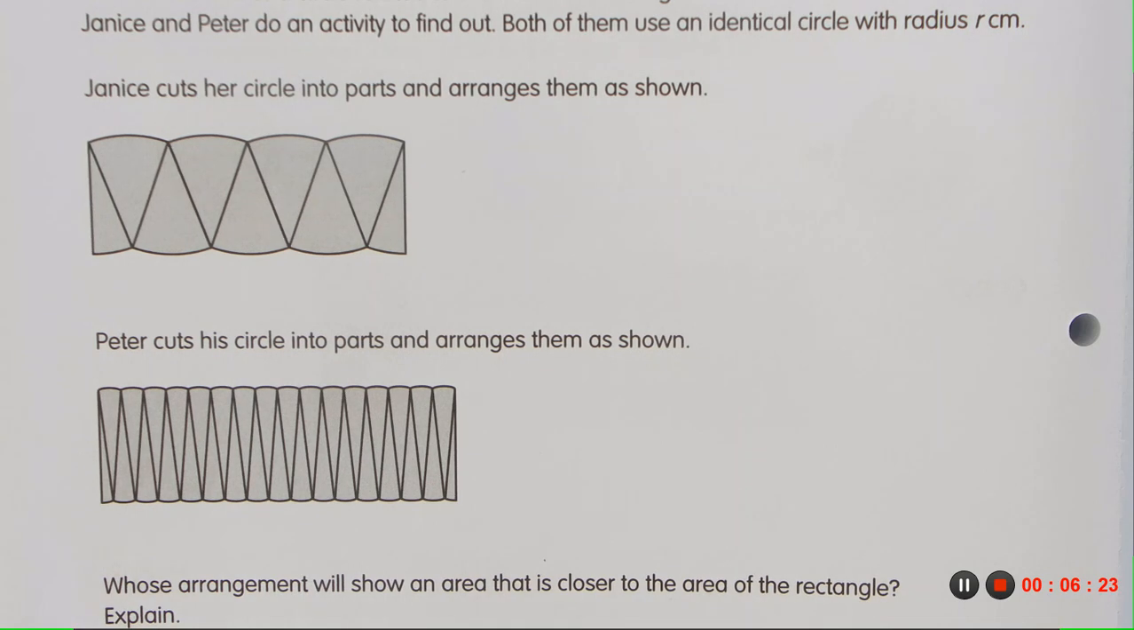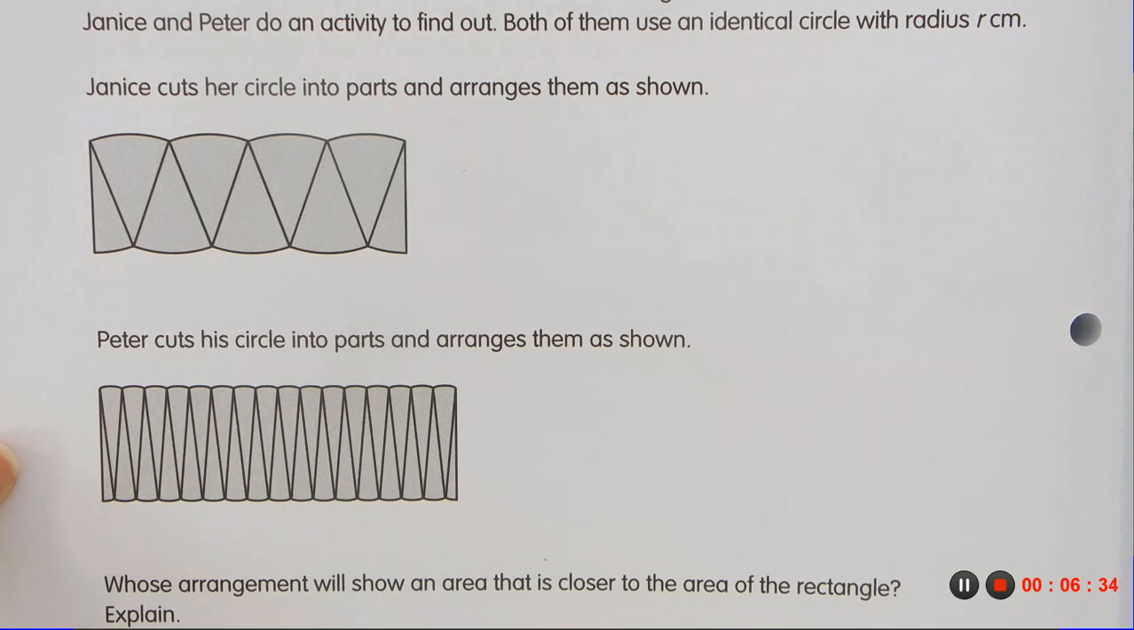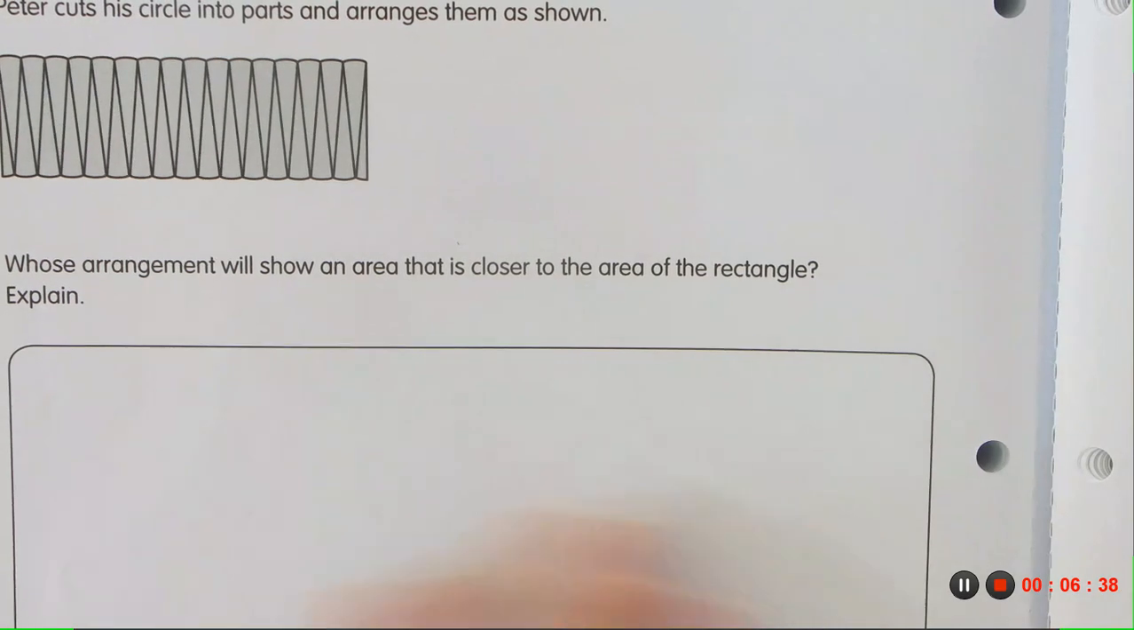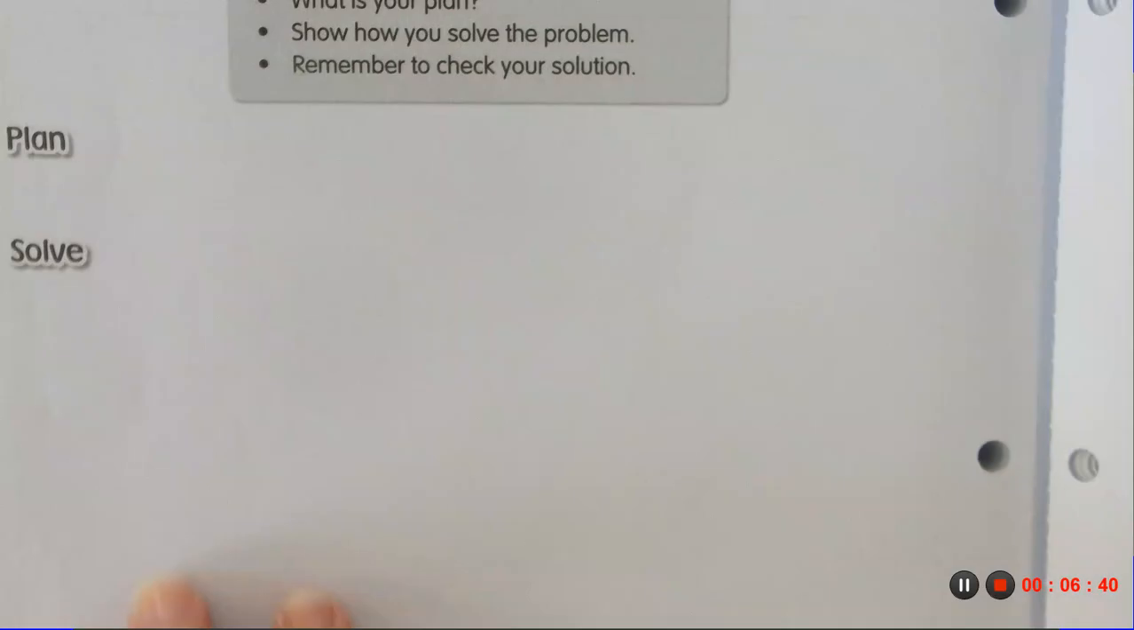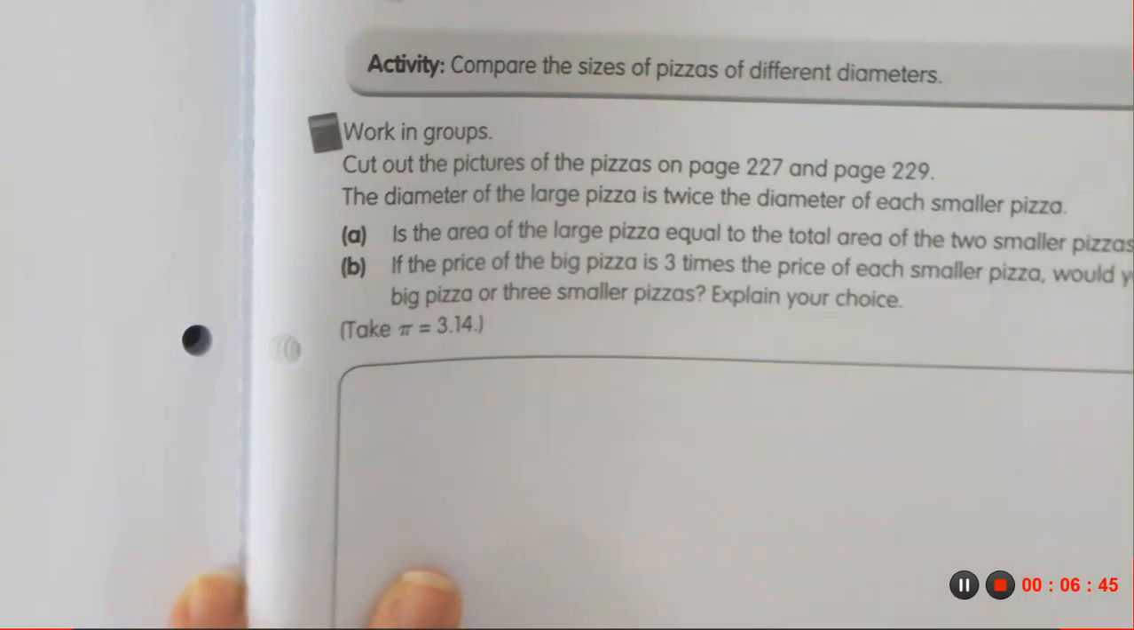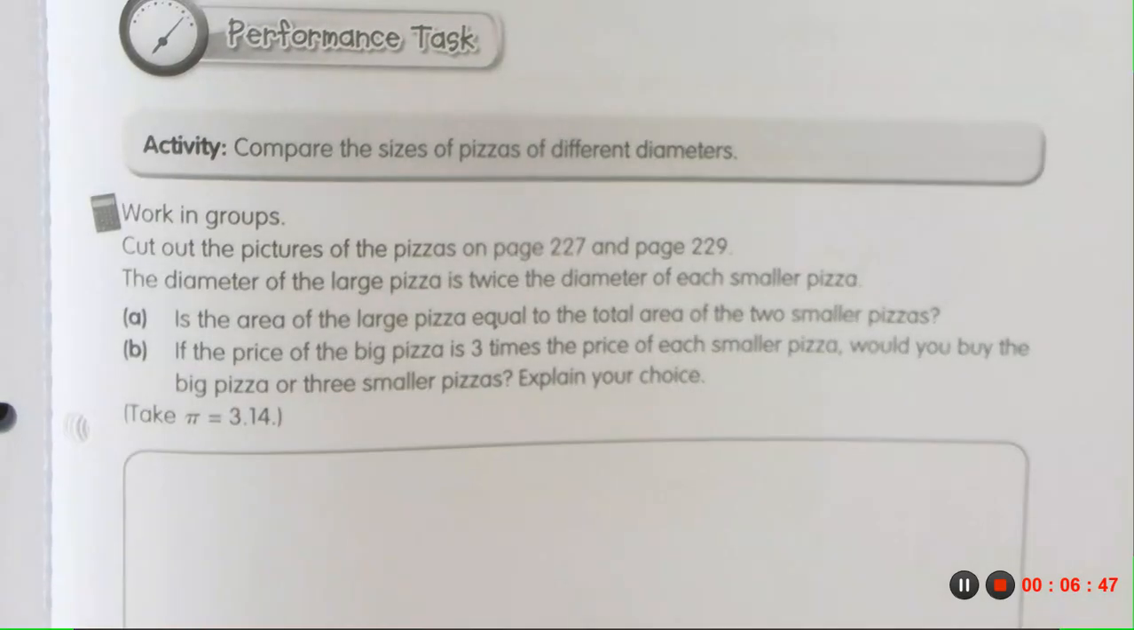So which arrangement, Jenny's or Peter's, is closer to the area of the rectangle? This one we did it. Remember the activity? So please share your thoughts in the blank here. Right now we are going to do this particular question. This is the activity. You can discuss with your partner beside you. Let's give this out first.